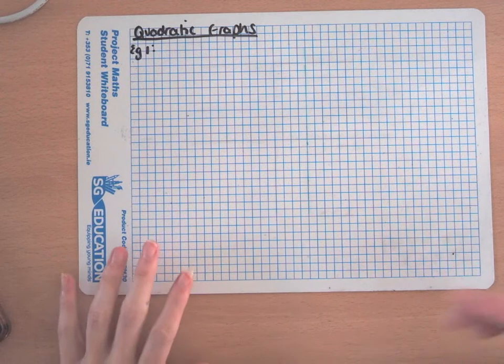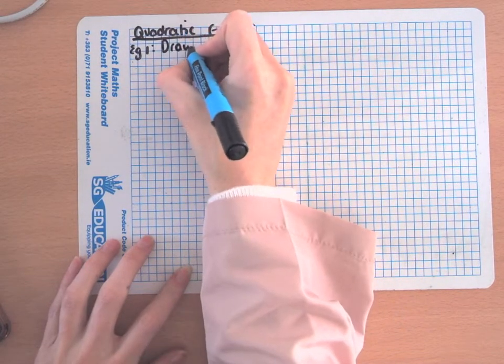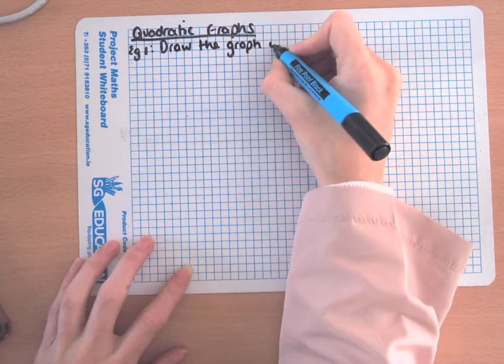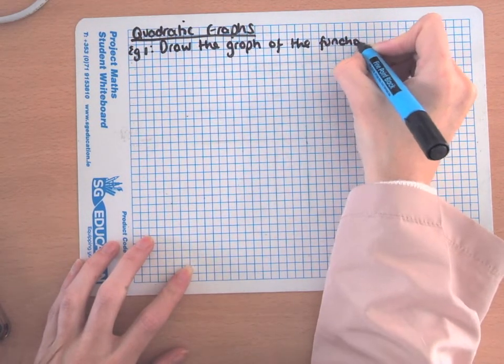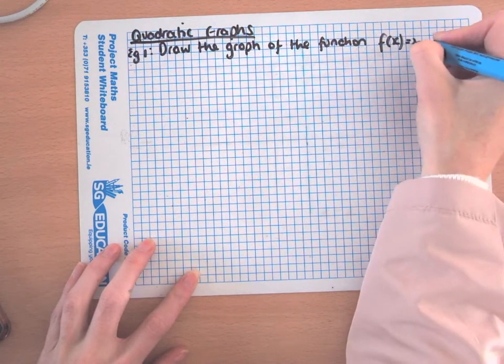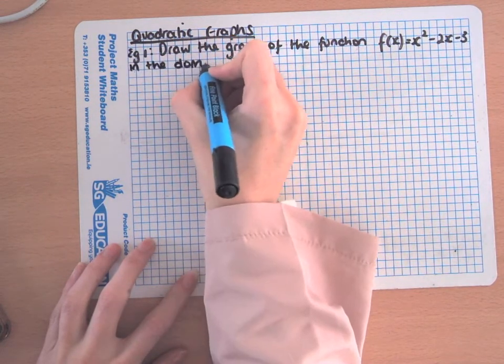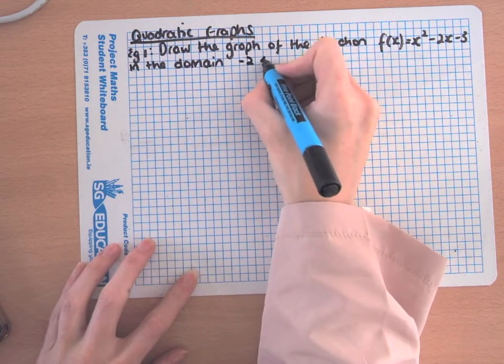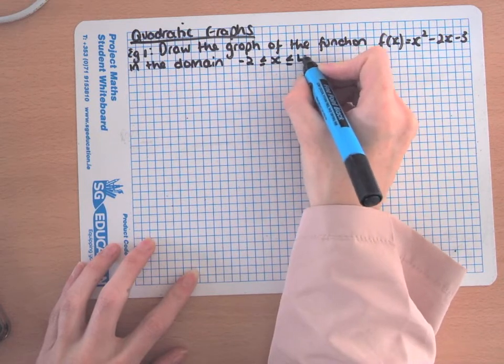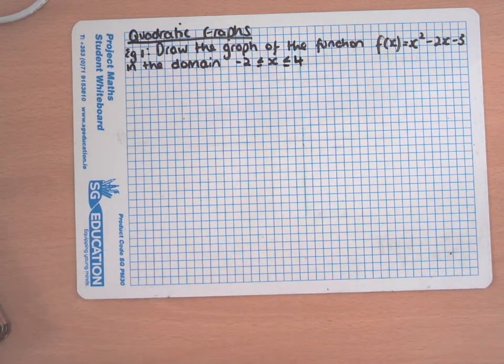Okay, so here's our first example. Draw the graph of the function x squared minus 2x minus 3 in the domain minus 2 is less than or equal to x is less than or equal to 4.